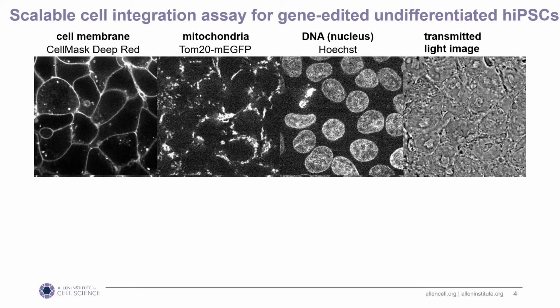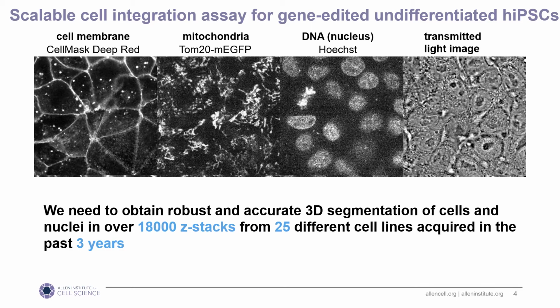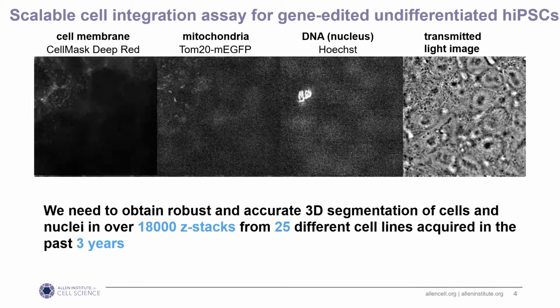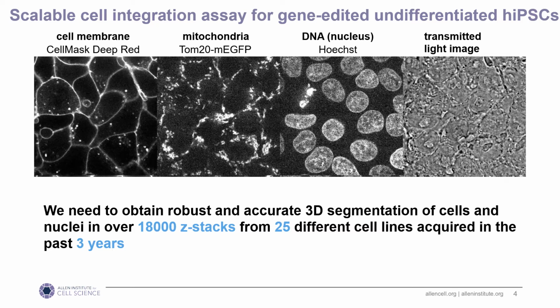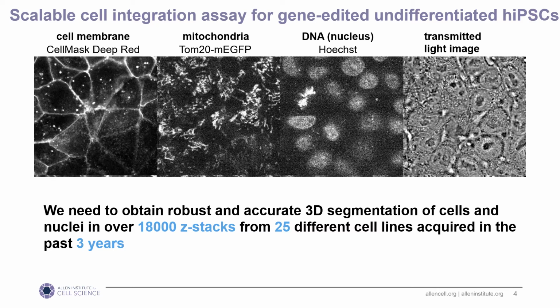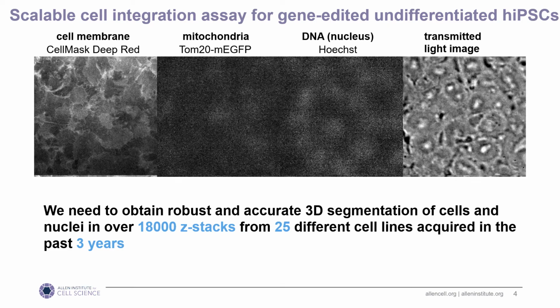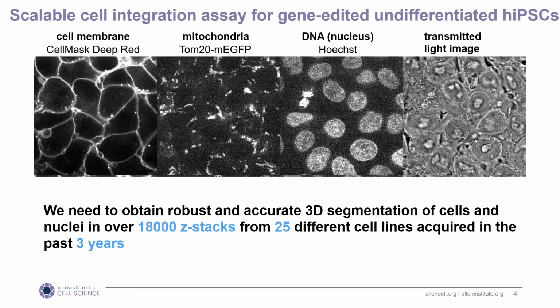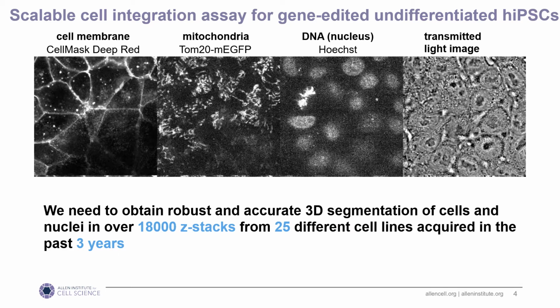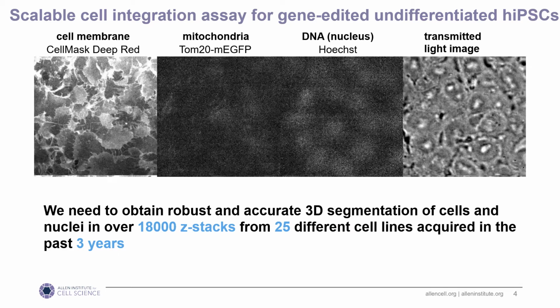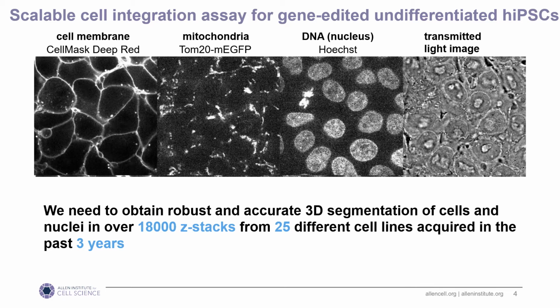To analyze these images, we want to segment the cells and nuclei in all of our images so that we can analyze all different structures from a holistic view. This means over 18,000 Z-stacks from 25 different cell lines acquired in the past 3 years, during which many details may change, like the imaging system, the Matrigel, and the dye, and so on.